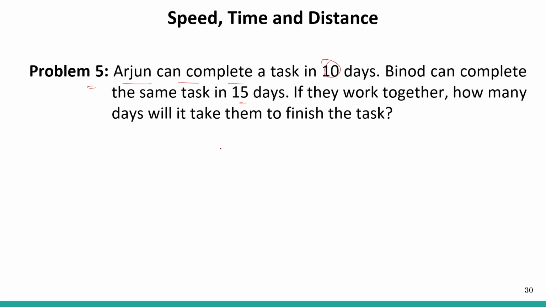So Arjun's work rate is equal to 1 by 10, and the work rate of Binod will be 1 by 15. So their combined work rate WC is equal to 1 by 10 plus 1 by 15, which is equal to 3 plus 2 by 30, that is 5 by 30, which is 1 by 6. So 1 by 6th of the work is finished in 1 day if they work together. So how many days will it take them to finish the task?